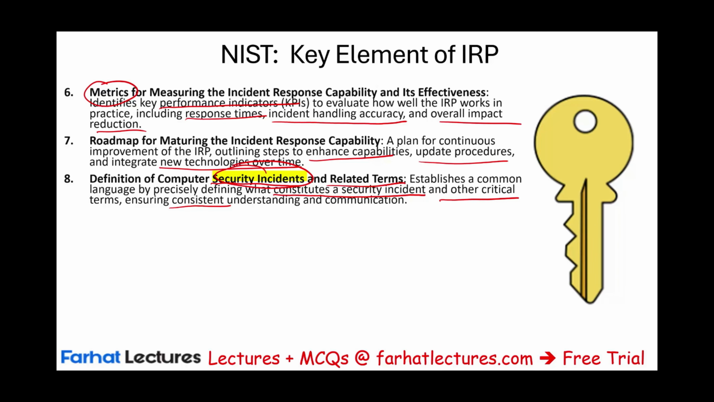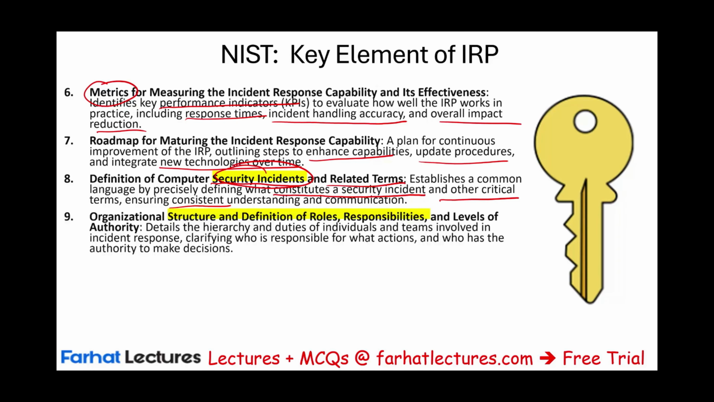Consistent understanding and communication. Organizational structure and definition of roles, responsibilities, and levels of authority. Again, who's responsible for what? The structure, the people, detailing the hierarchy and the duties of individuals and teams involved. Clarifying who's responsible for what action and who has the authority to make decisions. Again, we'll be talking about the people later on in a separate recording as well. This is an overview.